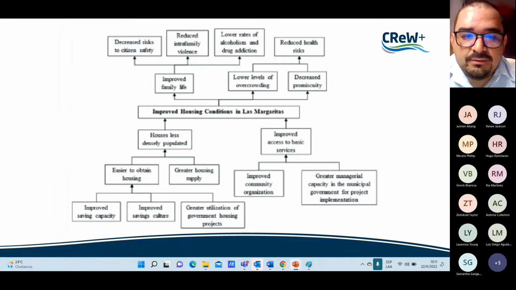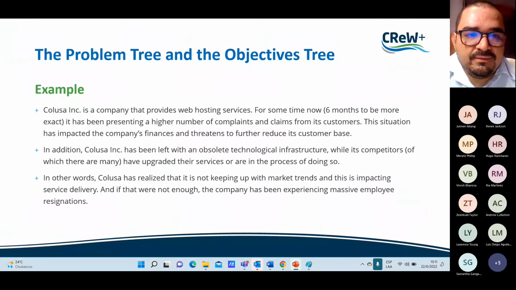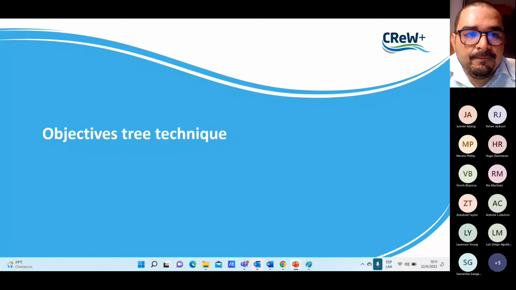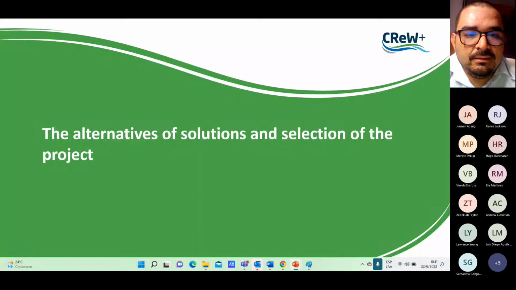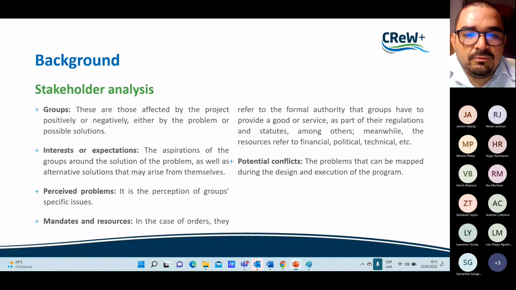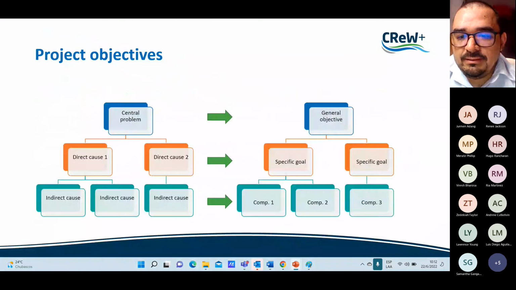More comments, people, questions? Remember today's lesson: we have the objective 3, the problem 3, the alternative selection, the solution alternatives, and also the stakeholder analysis.